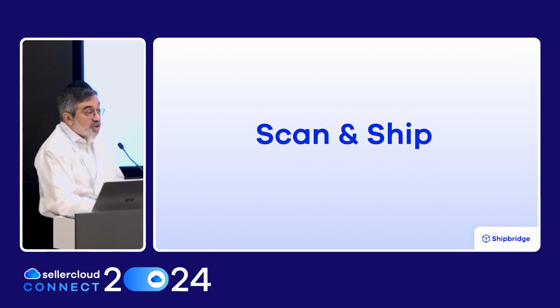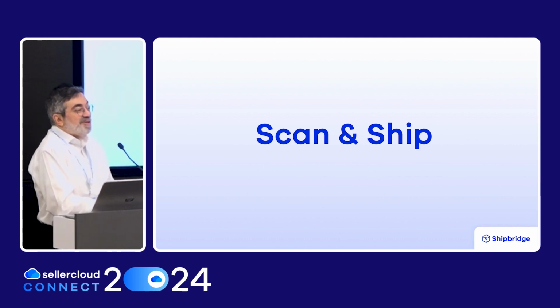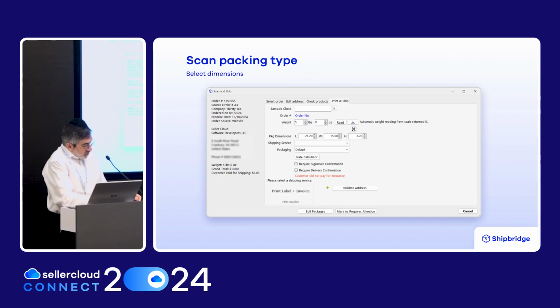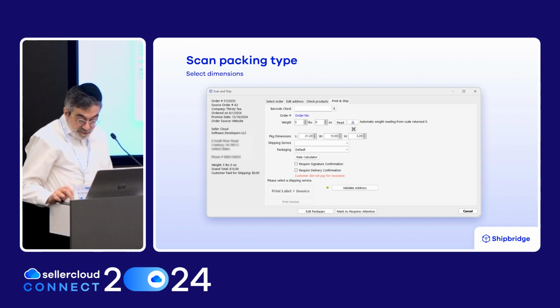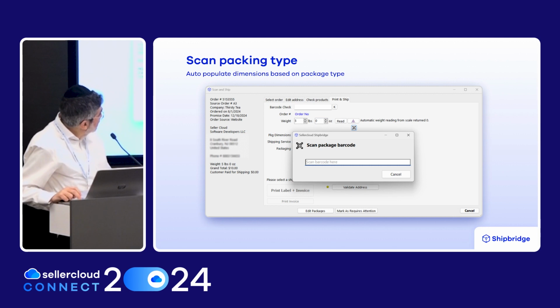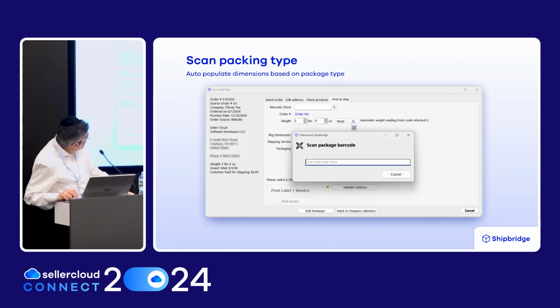Now we go to scan and ship. Of course, on Shipbridge, you can ship from the grid, and you can do more sophisticated shipping from scan and ship. But we've introduced some new features to scan and ship, of course, that interact with our other applications, and now we're going to talk a little bit about that. So after you set up a specific packaging type on Sellercloud, now from the ID number, which becomes a barcode, you can scan in the barcode, and then the DIMs will automatically populate. I'm going to do a little video showing that. So you scan in the barcode, and now the dimensions are populated.